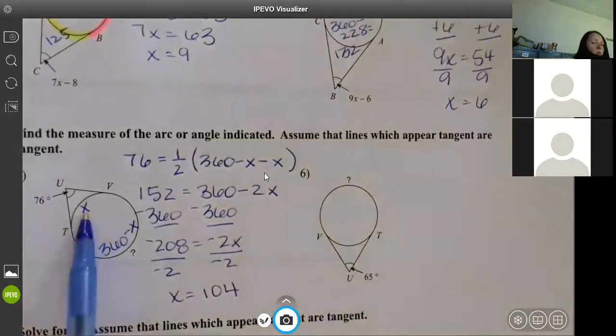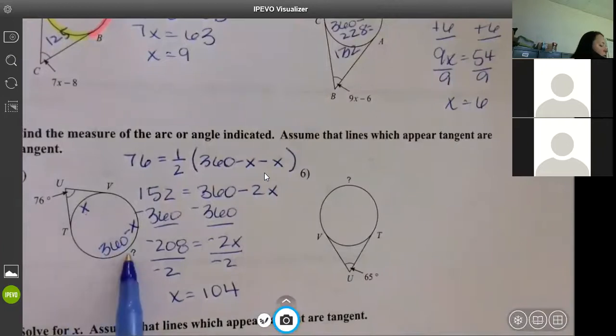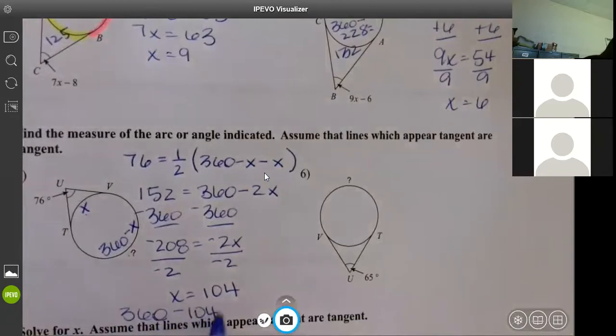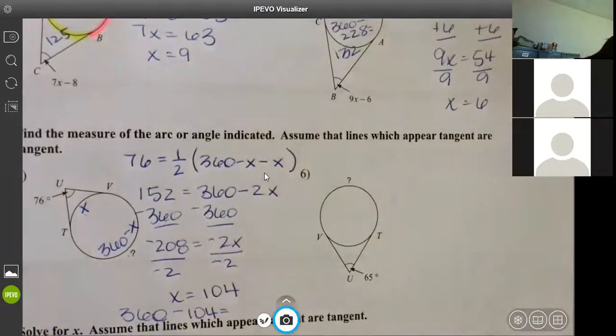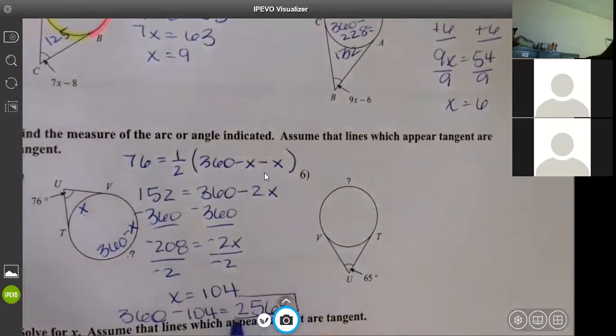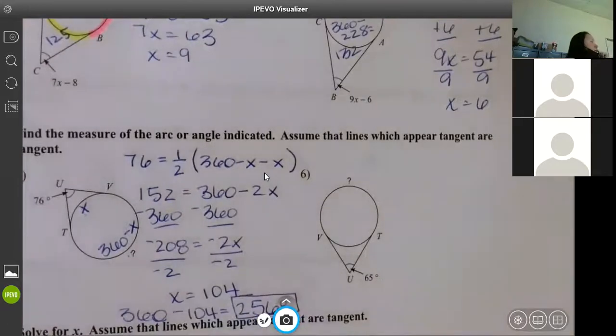But it didn't want 104. It wanted the question mark. So what do we have to do? 360 minus 104. So we just plugged it in. Gives us 256. Okay, so not just solving for x, but plugging in.